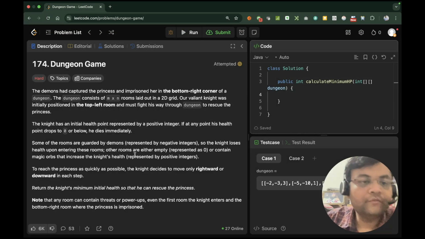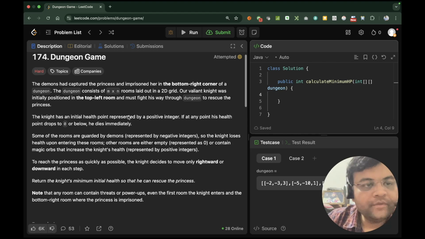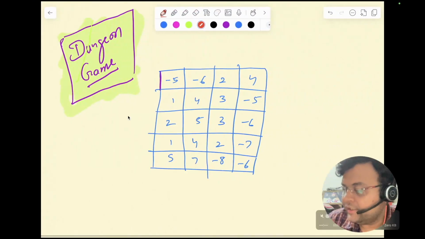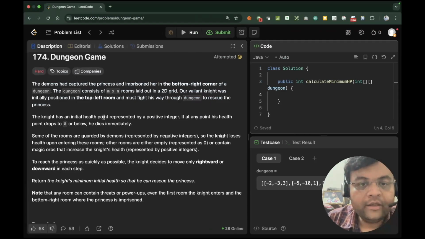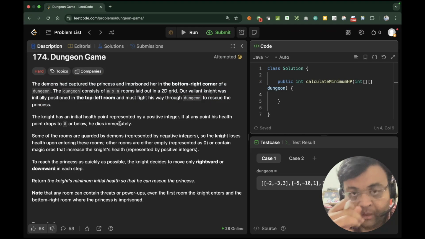Hello friends. The problem that we are going to look at today will be a dungeon game. So let's read the problem statement first. The demon has captured the princess and imprisoned her in the bottom right corner of the dungeon. So if you look at it, the princess is being captured here.